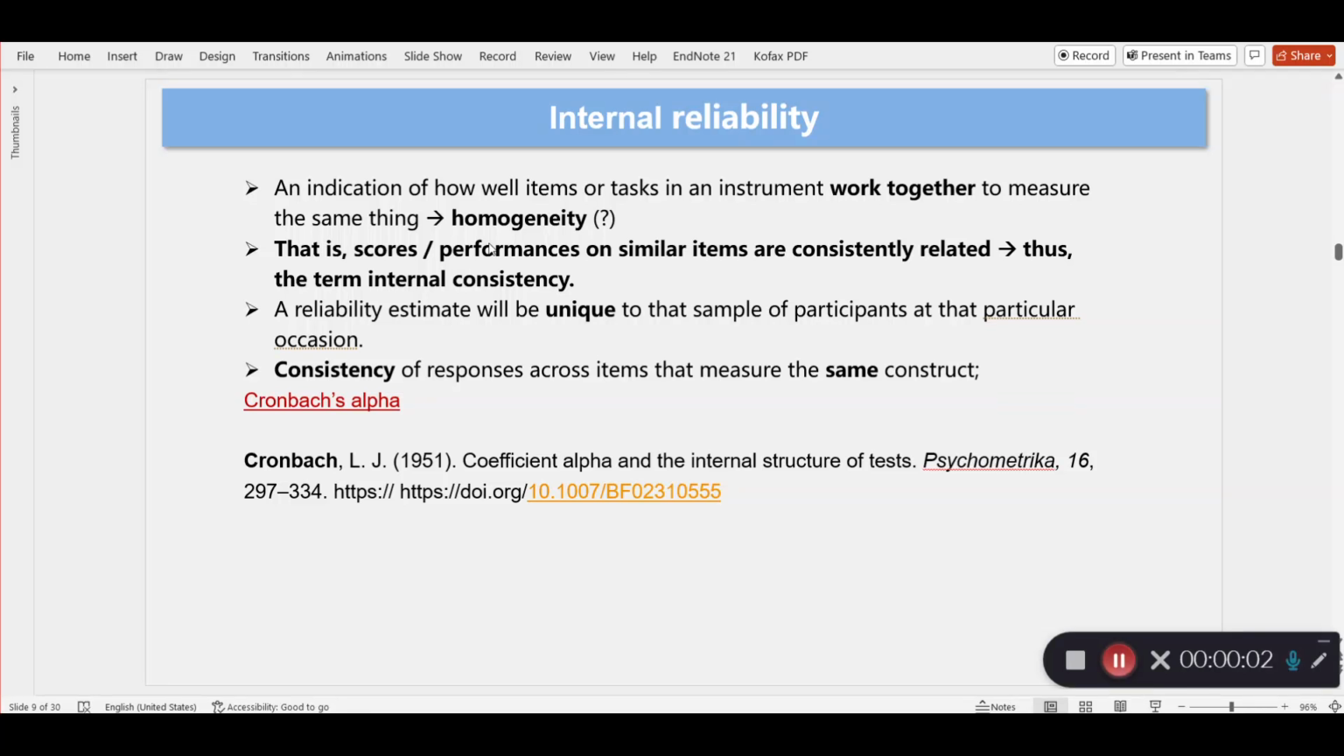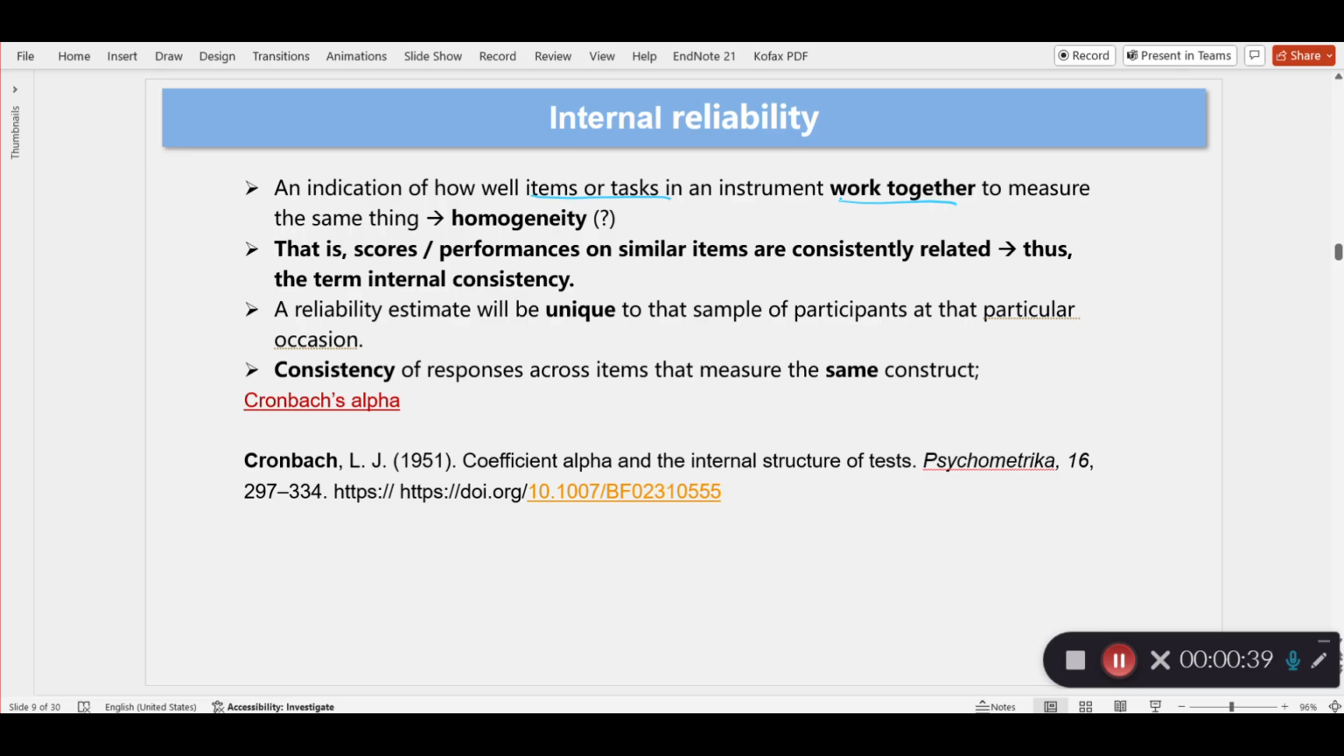Okay, hello again. And in this section of this screencast, I want to talk about internal reliability. Internal reliability is an indication of how well items or tasks in an instrument work together to measure the same thing. For this reason, some scholars have referred to internal reliability as homogeneity, but I personally don't think that having a high internal reliability is an indication that you have homogeneity.